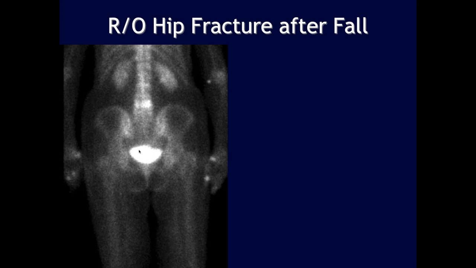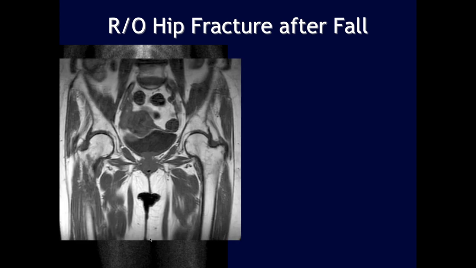Okay, Michael. Rule out hip fracture after fall. So this is a bone scan. First I see radiotracer uptake in the lower lumbar spine, probably right at the lumbosacral junction. And then maybe, I'm not sure if that's real, uptake at the bilateral sacroiliac joints. Is that some mild patchy signal right at the joint? I'm not sure if that's real or not.